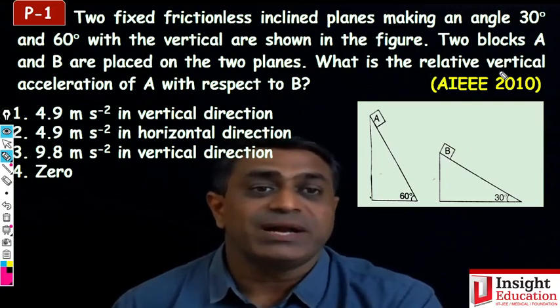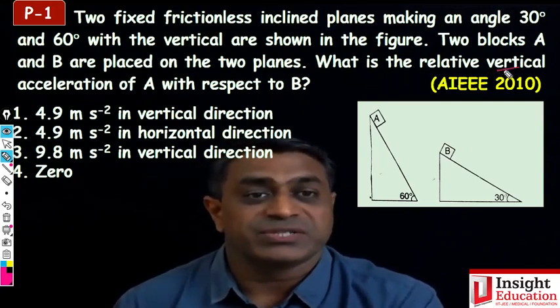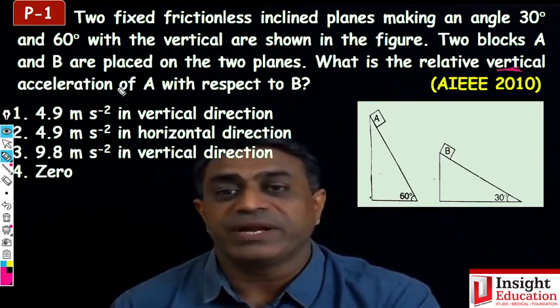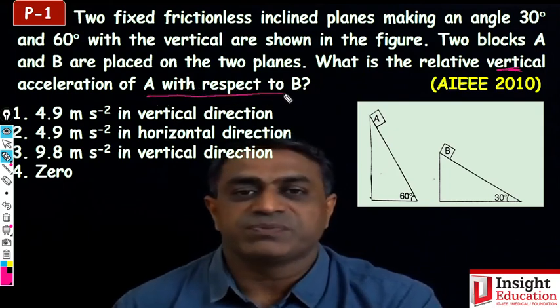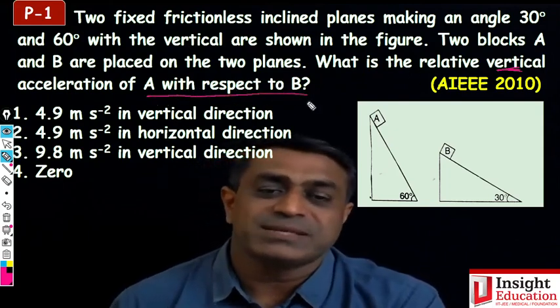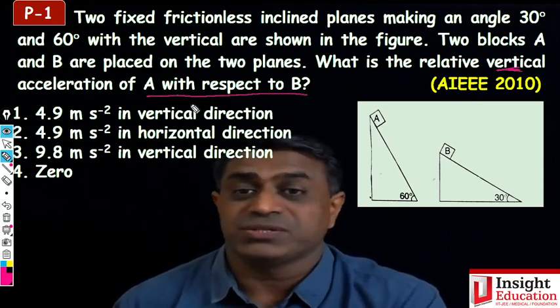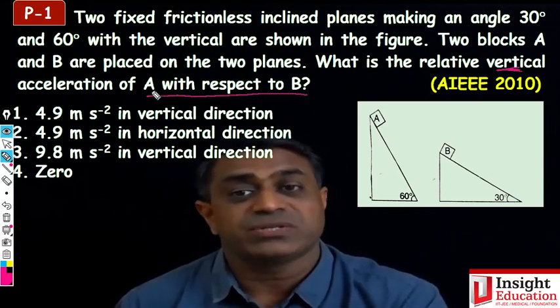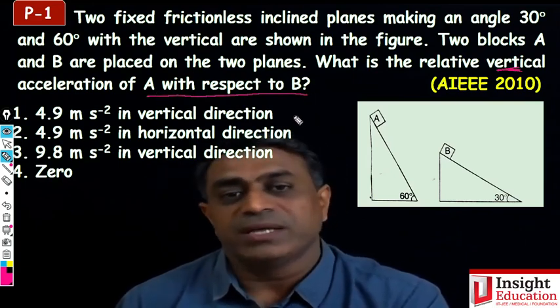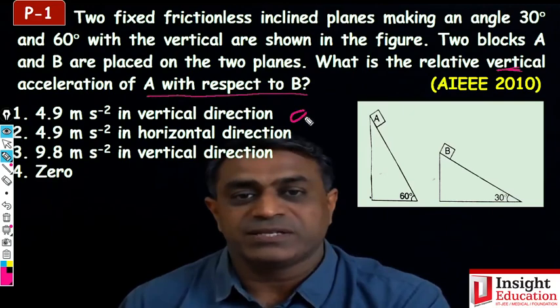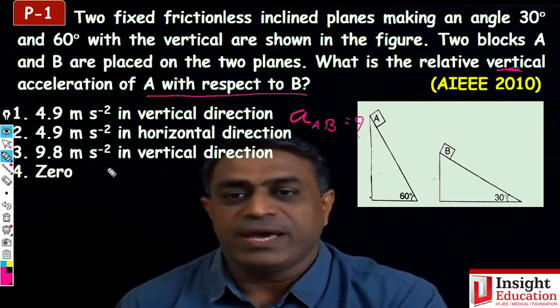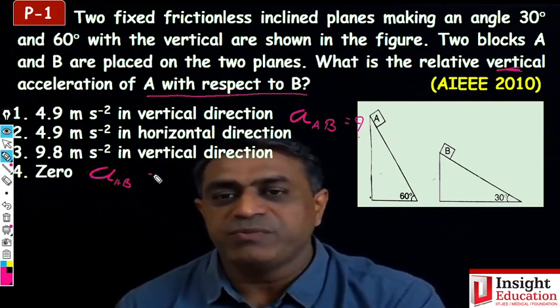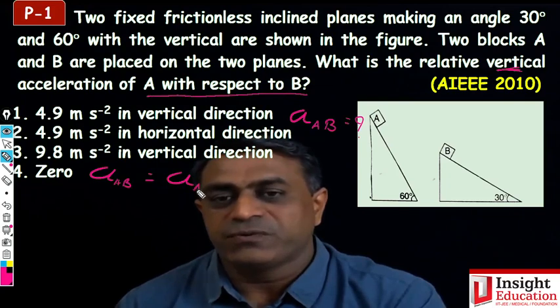So what is the relative vertical acceleration of A with respect to B? So A with respect to B. આનો મતલબ કે આપણે નોર્મલ જે બધા એક્ઝામ્પલ હોય કેવા હોય તો કે ફાઇન્ડ આઉટ એક્સેલરેશન. Here we have to find out acceleration of A with respect to B. So that is relative acceleration. Acceleration of A with respect to B, find out. આ શું થાય તો કે acceleration of A with respect to B is equal to acceleration of A minus acceleration of B.